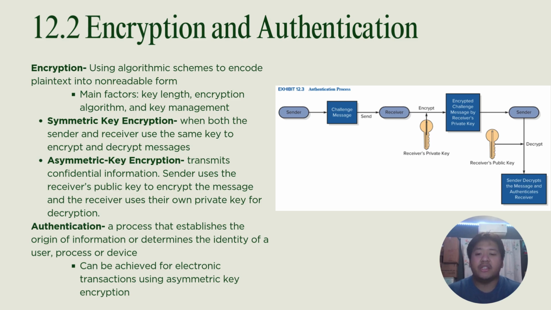Now, authentication is a process that establishes the origin of information or determines the identity of a user, process, or device. Authentication can be achieved for electronic transactions using asymmetric key encryption. The image on the right shows how the authentication process works, where the sender would send a challenge message to a receiver, and this receiver would use their own private key to encrypt the challenge message and then send it back to the sender. Then when the sender receives the message, they would decrypt it with the receiver's public key, and if it goes through, this would prove that the person is authenticated.